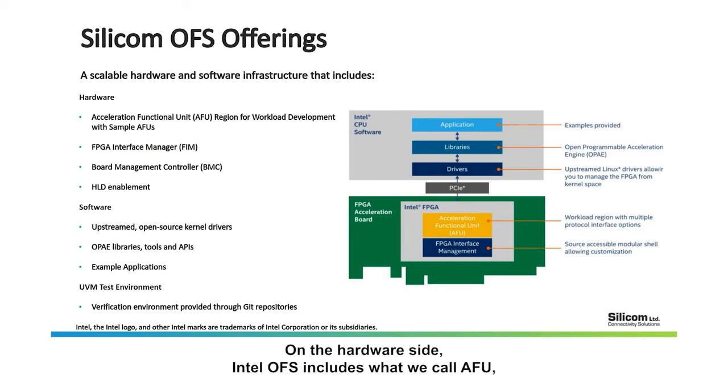On the hardware side, Intel OFS includes what we call the AFU, which is the Acceleration Functional Unit region. In this region, which we call the sandbox, IP developers can implement their workloads, and it can contain both static and dynamic regions. Silicom provides a sample AFU to jumpstart your workload development.